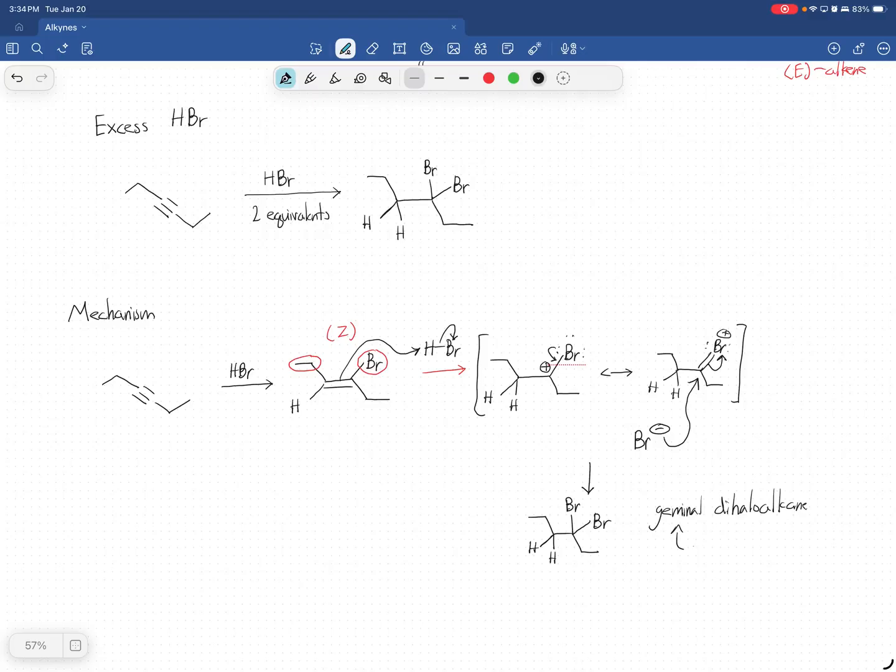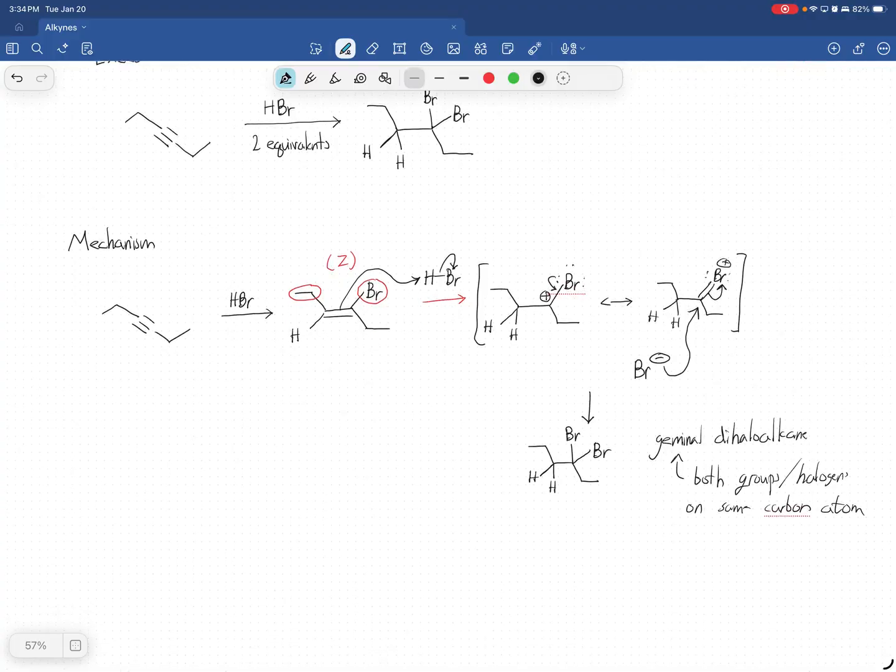So this word geminal means both groups, halogens, on the same carbon atom. That's what geminal stands for. Vicinal is when they're right next door to each other, like next door neighbors, adjacent carbon atoms. Here, geminal means the same carbon atom. So that's what geminal dihaloalkane looks like. Both halogens on the same carbon.